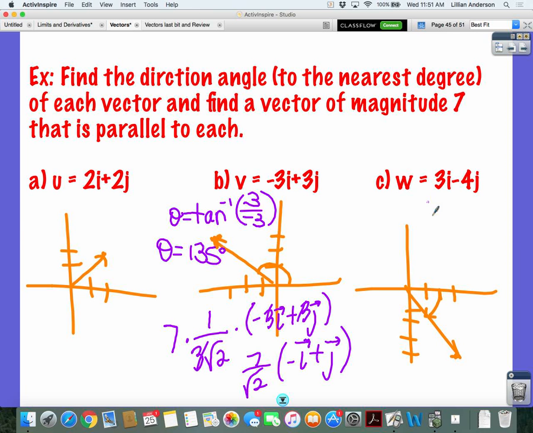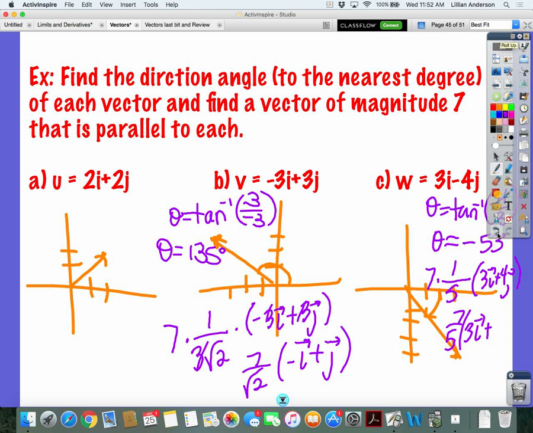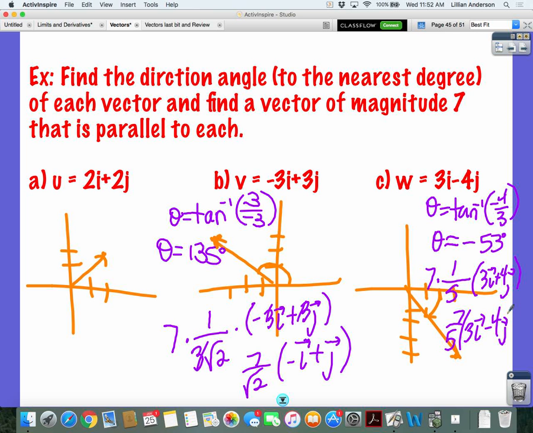Over here, you should have done the tangent inverse of negative 4 over 3. That's not on your unit circle, so you would have to use your calculator for how many degrees? You are rounding to the nearest degree, and then you would have done 7 times 1 over 5 times 3i plus 4j, which would have been 7 fifths 3i, not plus, I'm sorry, minus 4j. It was a minus originally, not a plus.